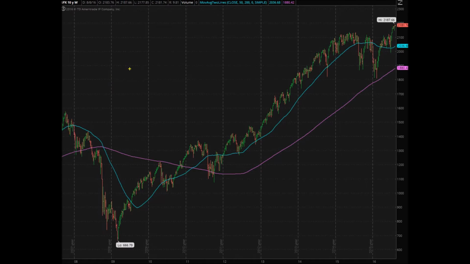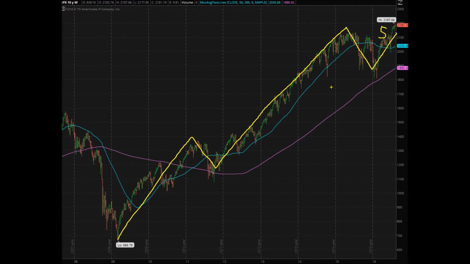So where are we right now? The way I see it, here's the bottom, here's segment 1, segment 2, segment 3, segment 4. So that leaves us in segment 5. Segment 5 would be the last segment in the overall trend.